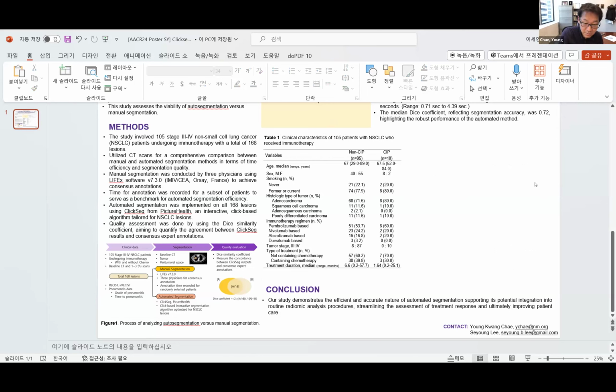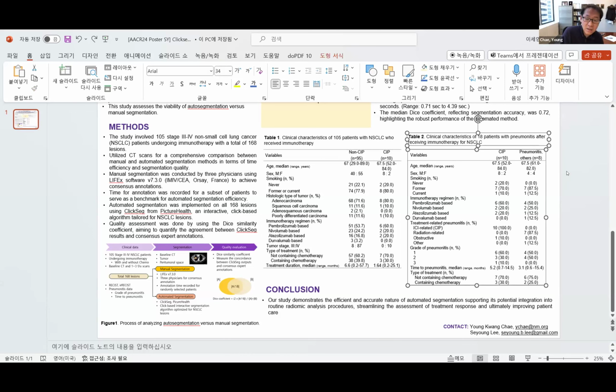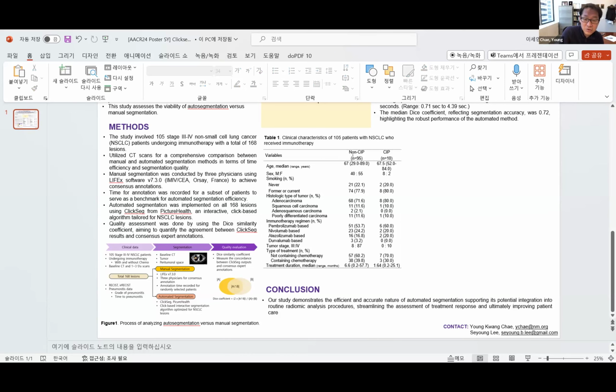You understand what I mean, right? The two columns are gone. CIP, non-CIP. Oh, these two. Combined. Ah, I get it. Yeah, and table 2 has to be gone, because that's pneumonitis.